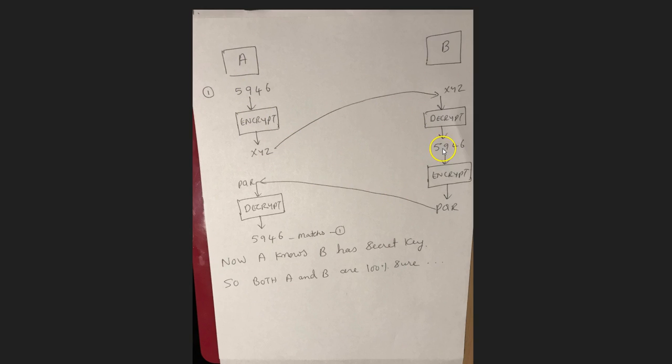Now this 5946 is encrypted to get PQR. The PQR is sent back to A. A will decrypt and check. It sees 5946, which matches the original value of A. Now A knows B has the secret key. So both A and B are 100% sure they are talking to someone with the same secret key. Now this is a bit of a lengthy process.